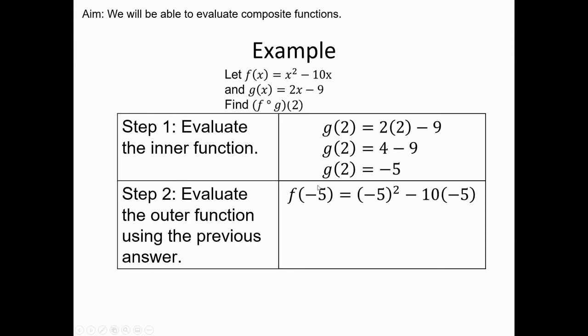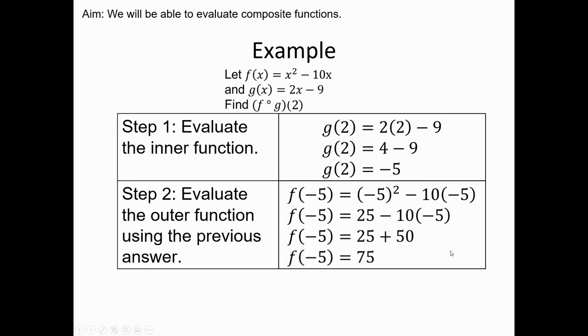So I'm going to solve this slowly. Negative 5 squared is 25. Then we have minus 10 times negative 5, which is positive 50. And now we just add them together and we get 75. And that's our answer for this example right here. Notice once again, it's just really a two-step problem where you solve the inner function, take your answer, and put it into the outer function.